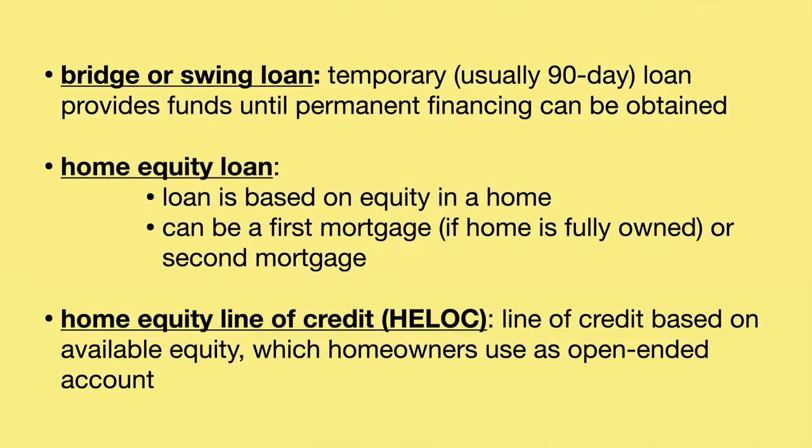A bridge or swing loan. This temporary, usually 90-day loan provides funds until permanent financing can be obtained. Home equity loan. This loan is based on the equity in a home. It can be a first mortgage if the home is fully owned, or a second mortgage. Home equity line of credit, HELOC. This is a line of credit based on available equity, which homeowners use as an open-ended account.